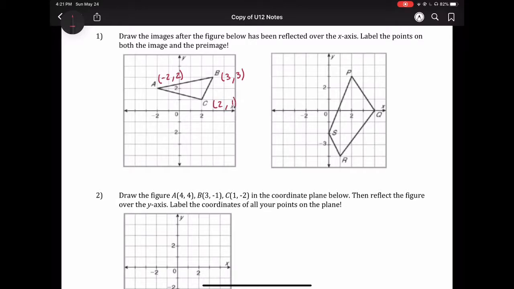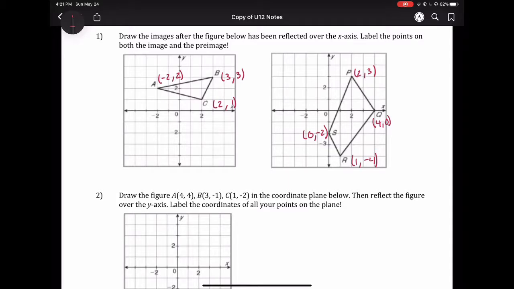And while I'm at it, I'm just going to go ahead and label the points for the second image as well. So I have P at (2, 3), Q at (4, 0), R at (1, negative 4), and S is at (0, negative 2). All right. So let's start with that first image.